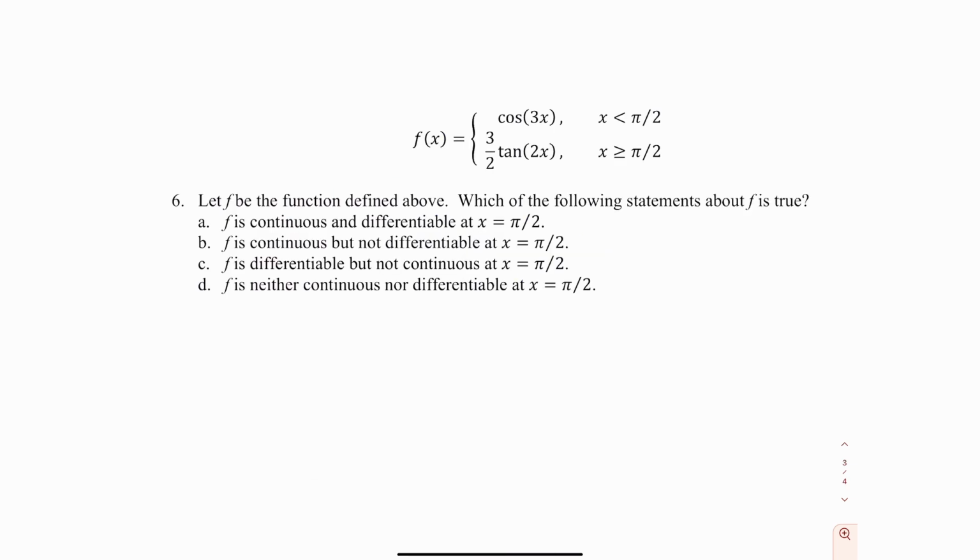Okay, let's take a look at number 6 here. Let f be the function defined above. Which of the following statements about f is true? Continuous and differentiable, continuous not differentiable, differentiable not continuous, that's impossible, cannot happen, neither continuous nor differentiable.